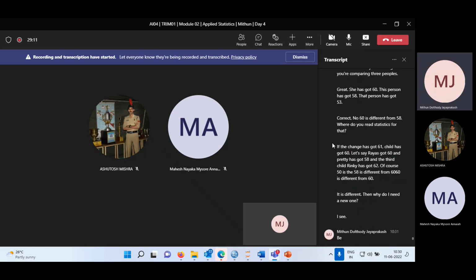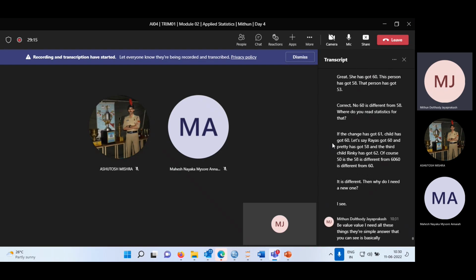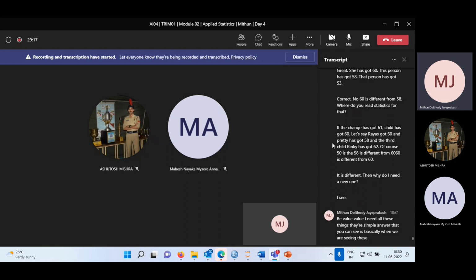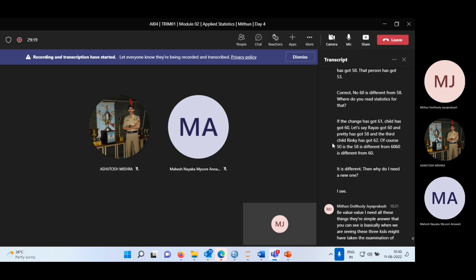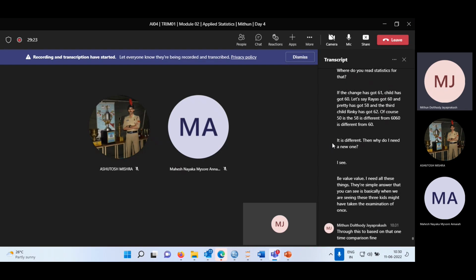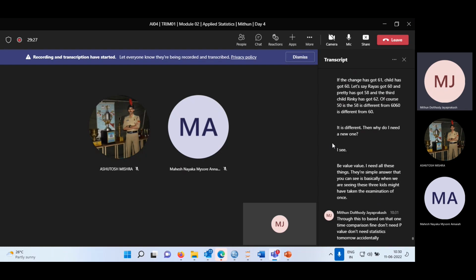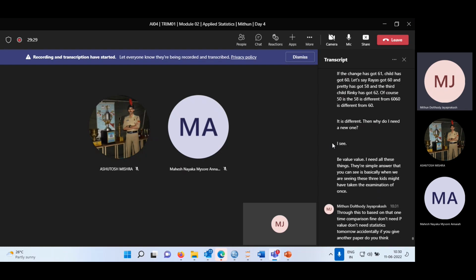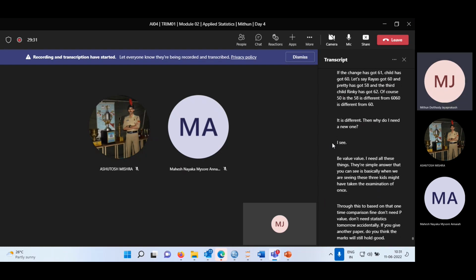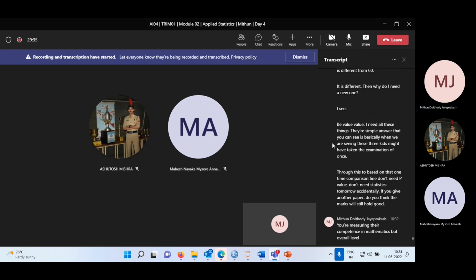The p-value, why do I need all these things? The simple answer is, these 3 kids might have taken the examination once. So if it is just based on that one-time comparison, fine. Don't need p-value, don't need statistics. Tomorrow, if you give another paper, do you think the marks will still hold good? You're measuring their competence in mathematics at an overall level, right?